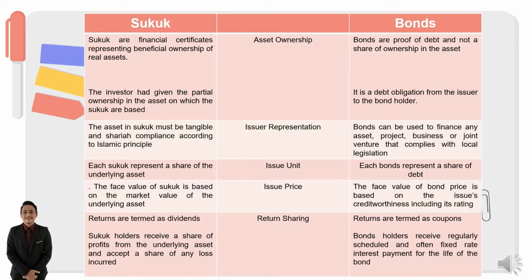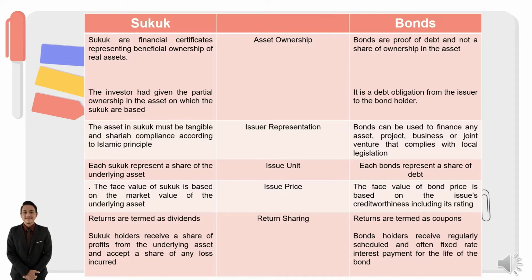We go to the difference between sukuk and bonds. Firstly, in the aspect of asset ownership, sukuk are financial certificates representing beneficial ownership of real assets. The investor is given partial ownership in the asset on which the sukuk are based. Bonds are proof of debt and not a share of ownership in the assets. It is a debt obligation from the issuer of the bond to the bondholder.